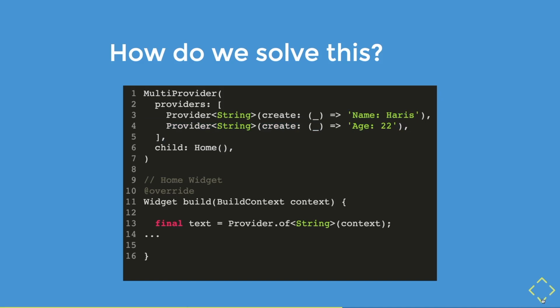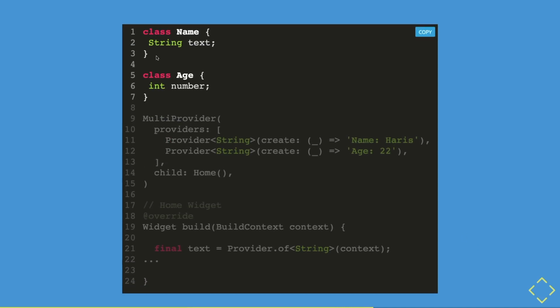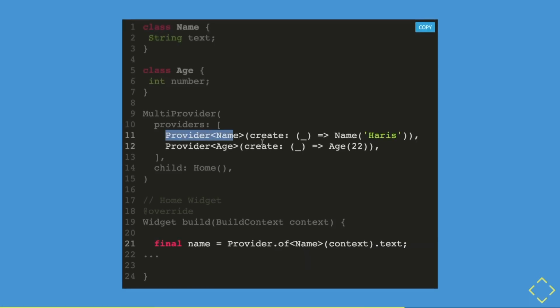Well, what you can do is to create two classes. The first class is a Name class that has a property text, which is a String type, and the next class, the Age class, which has a property number, which has the integer type. Then the next thing is that you will change your providers into the classes or objects that you have created so far. So the first one is the Name provider that just takes in my name, Haris, and the second one is an Age provider which will take in an integer 22.